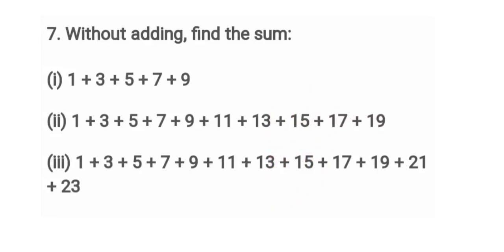Next one, we have to find the sum of first 10 odd natural numbers. So this is equal to the 10 square. So 10 square, this is equal to the 100. Next one, 1 plus 3 plus 5 plus 7 plus 9 plus 11 plus 13 plus 15 plus 17 plus 19 plus 21 plus 23. Means we have to find the sum of first 12 odd natural numbers. So 12 square, answer is 144.